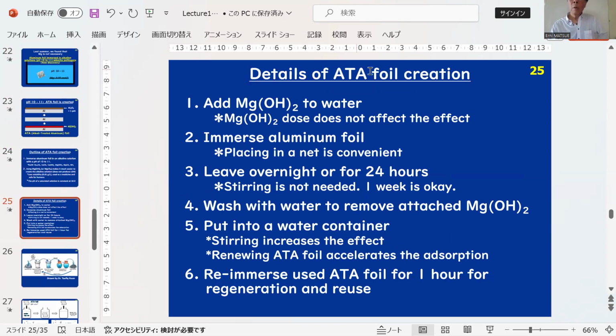This is the detail of the HFO preparation. Add MgO2 or MgCO3 to water. The dose does not affect the effect. This is not a joke.